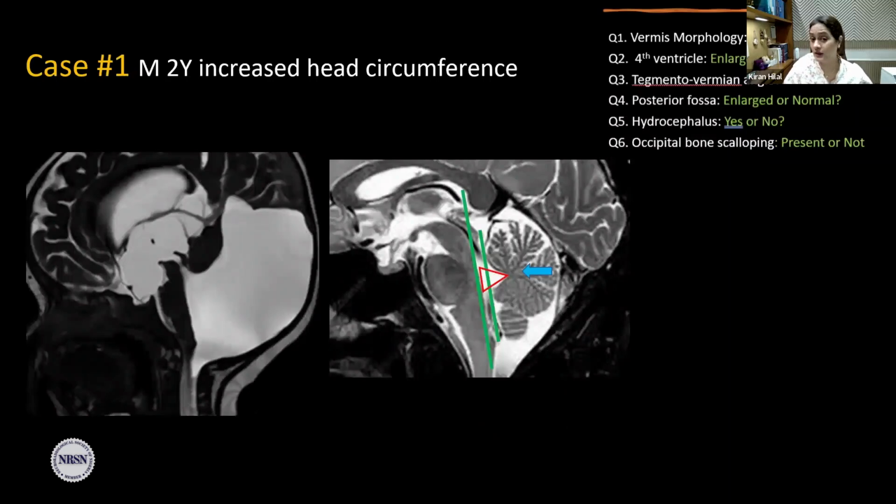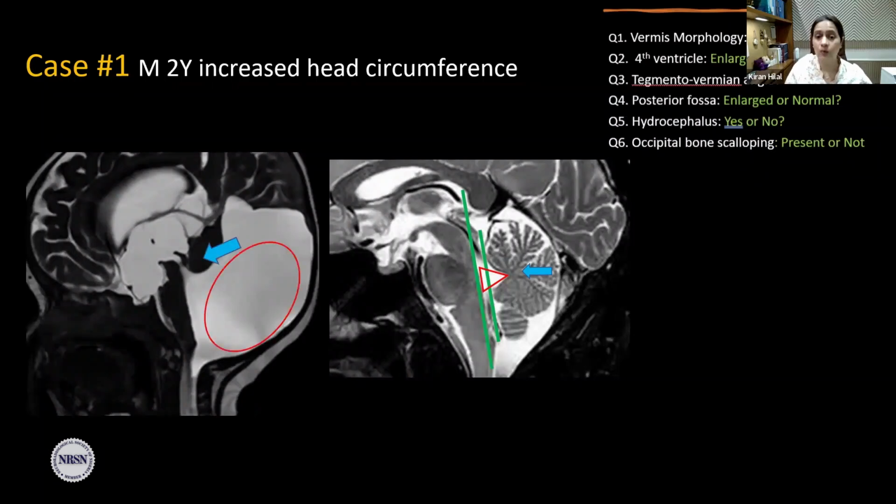What is the vermis morphology? That was my question number one. Is it hypoplastic or normal? Look at the vermis here and just compare it with the normal. Of course, if we compare this with the normal, this is smaller in size and showing anti-clockwise rotation.